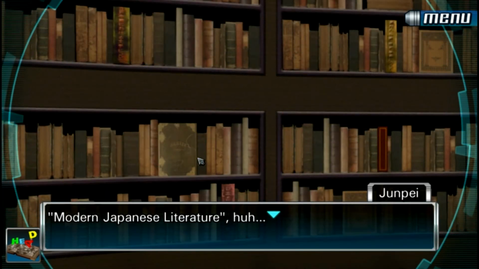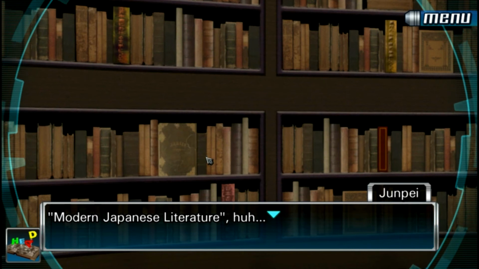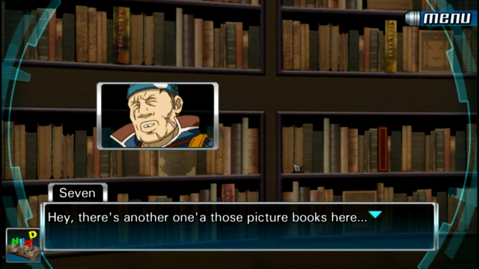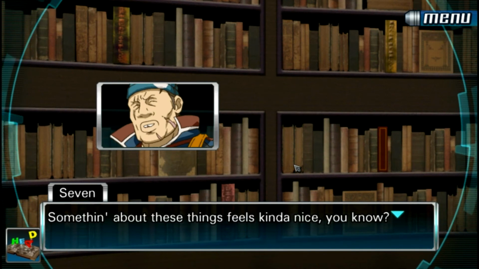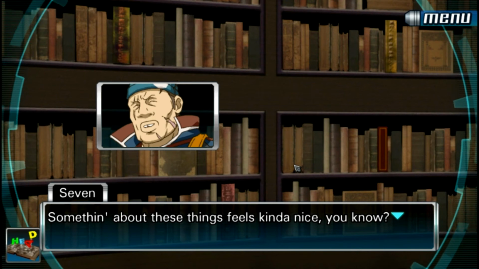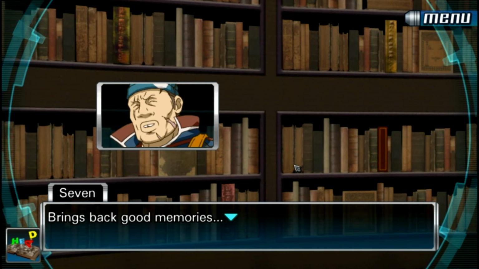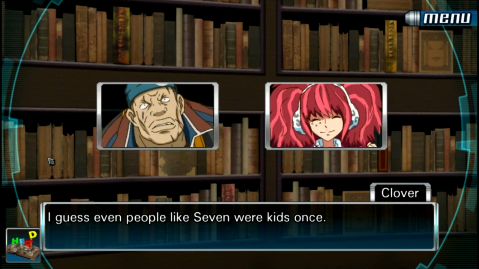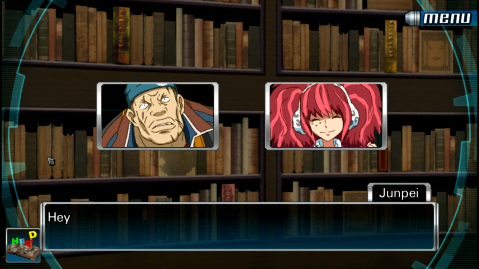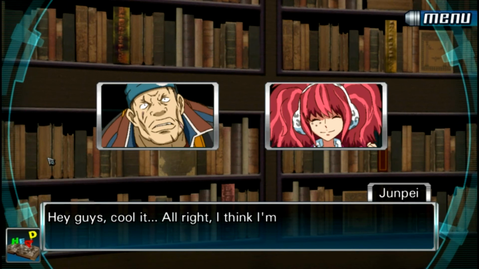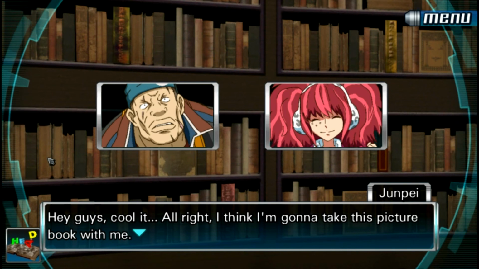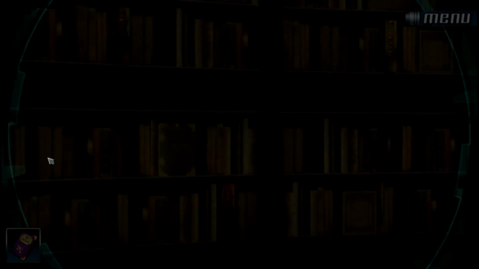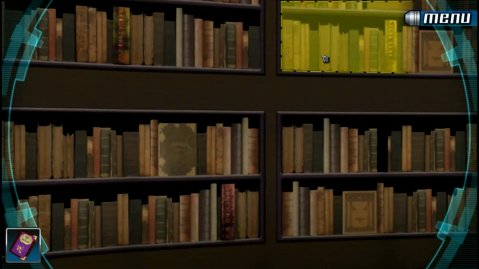Did we check everything over here? No. There's still more! More Japanese literature, huh? Hey, there's no one of those picture books here. Alright, well, we found 3 of them. Now, something about these things feel kind of nice, you know? Brings back good memories. Yeah, I get ya. I guess even people like 7 were kids once. No shit, you little brat! Hey guys, cool it. Alright, I think I'm gonna take this picture book with me. Otherwise, you two are gonna bicker about who is gonna get the picture book. Let the adult have it, over here.